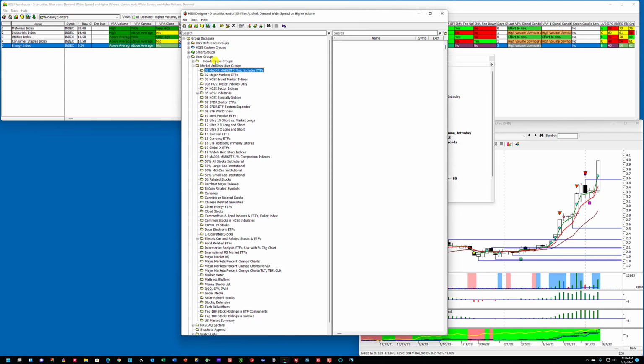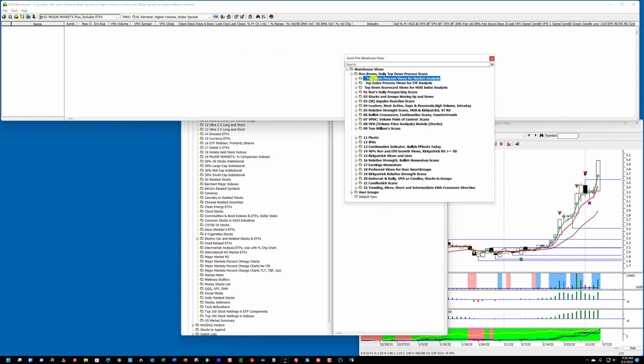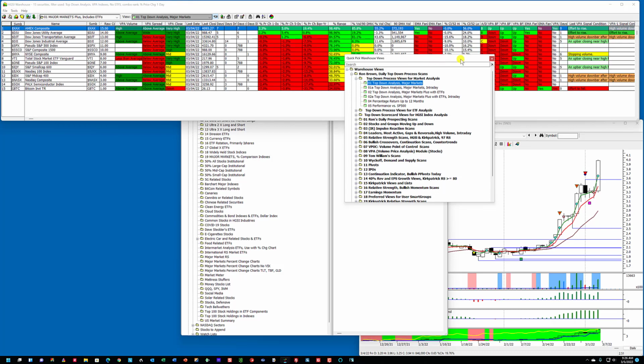Where I'm going to begin is in my market analysis user groups. These are for the Insider Club members. I'm going to go to folder number 1, Major Markets Plus. I'm going to click on my warehouse, and then I'm going up to my top folder, top-down process views for market analysis, and I'm going to click on 01. Notice I call this Major Markets Plus, includes ETFs. Well, I don't have ETFs in this view, but I'll get to that here in a minute.